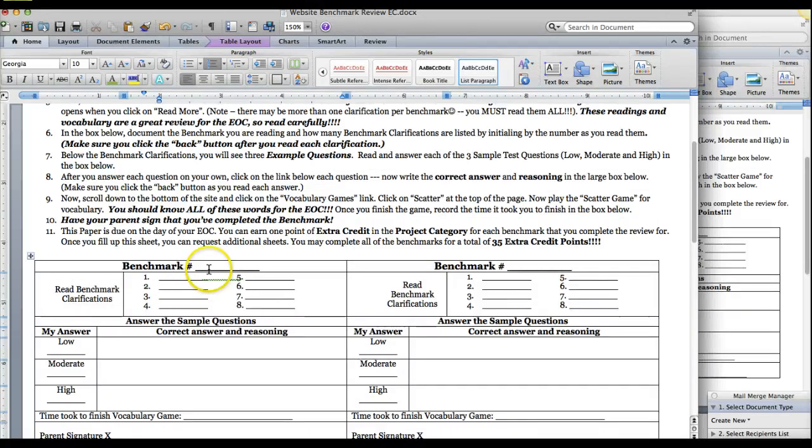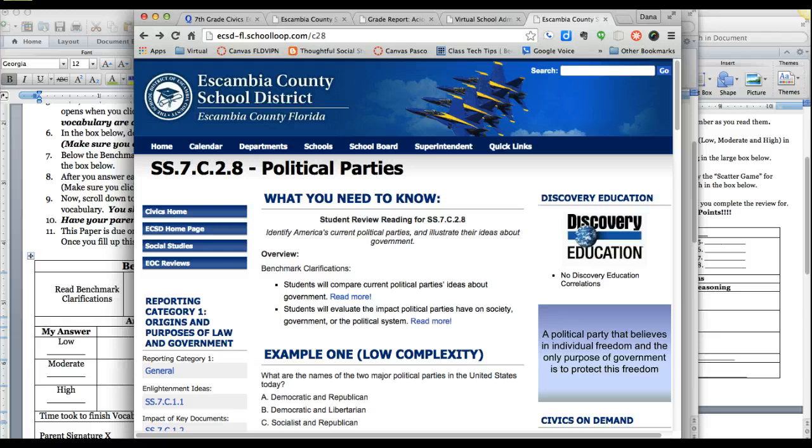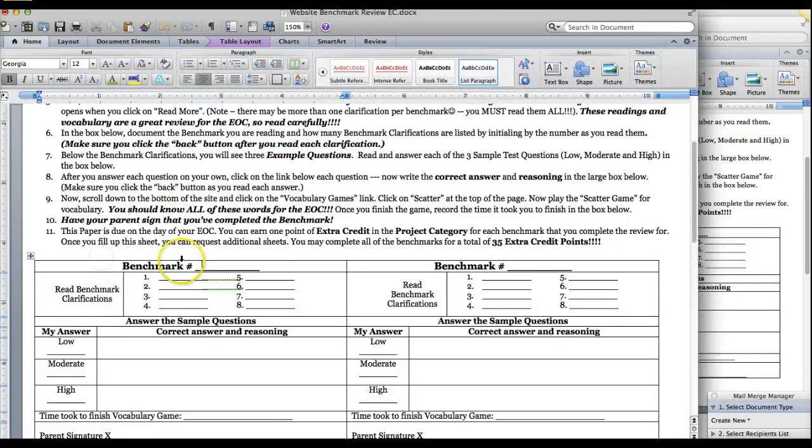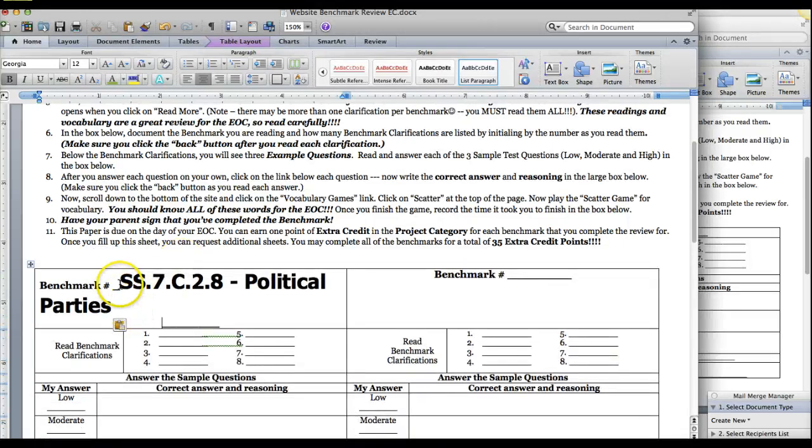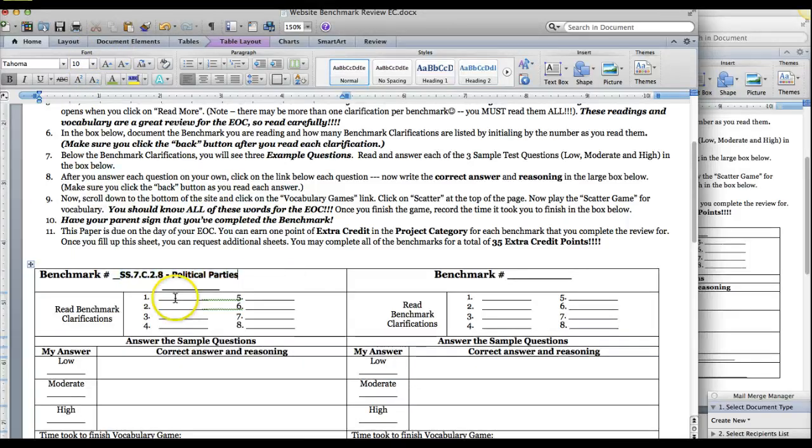So the one thing I didn't tell you is for this benchmark number, this is where you would put, so you can keep track of what you're doing because it could get a little crazy. You'd put this number right here because we're reviewing this benchmark. SS.7.C.2.8 political parties. So that's what you would put right there. Of course, you wouldn't put it that big. You'd want to make it much smaller. Something like that. Okay? And then again here you'd have your initials because there were 2 that we reviewed.